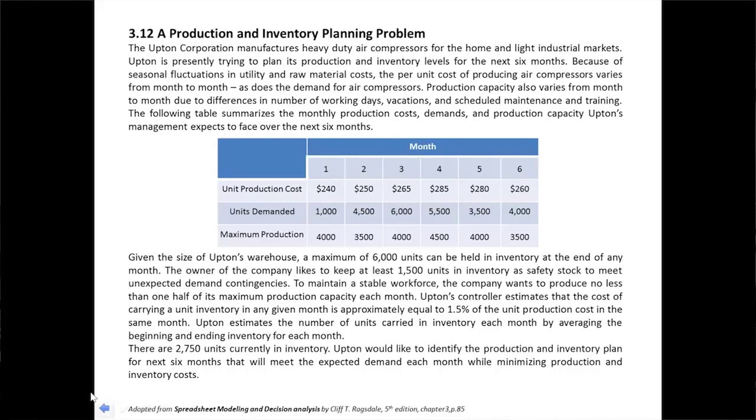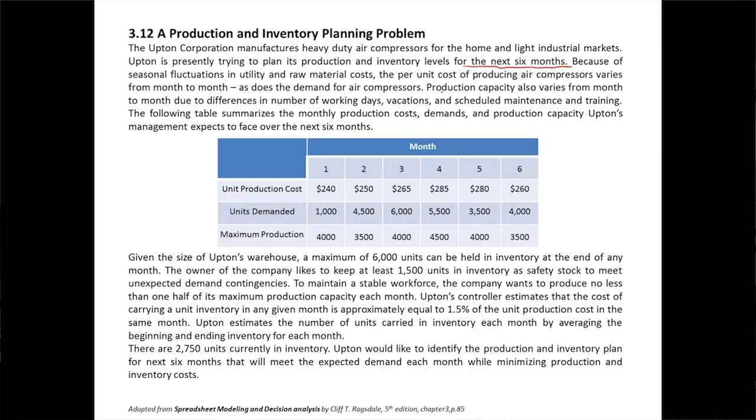Let's read this together. This company manufactures heavy-duty air compressors, and they're trying to plan its production for the next 6 months. That's their planning horizon. Because of seasonal fluctuations in utility and raw material cost, the unit costs of producing and the demand vary from month to month, as you can see from this table here.